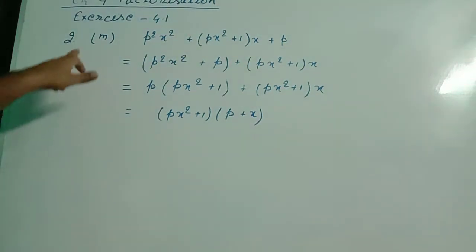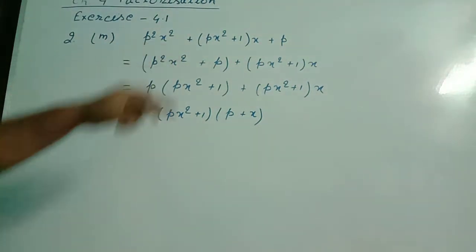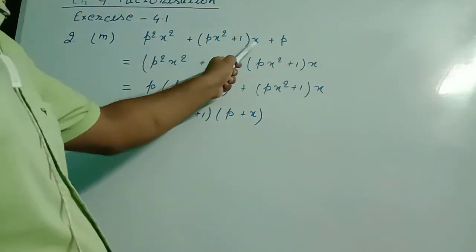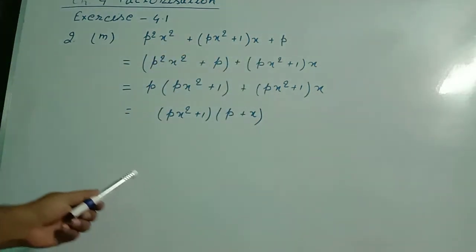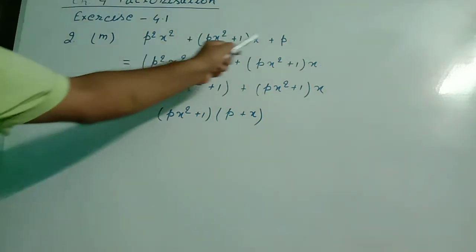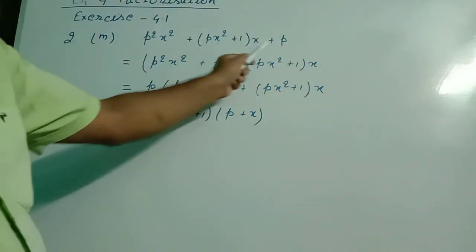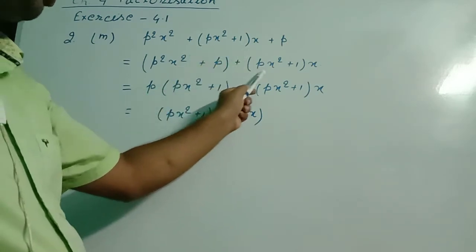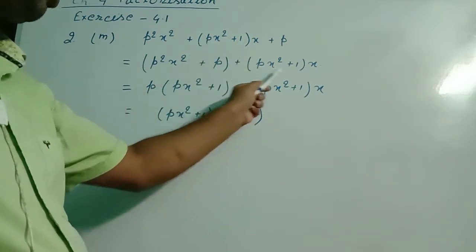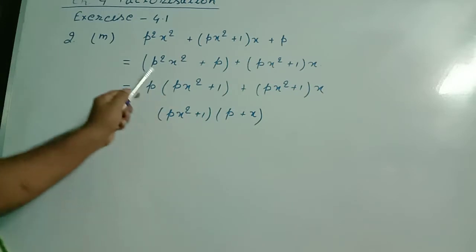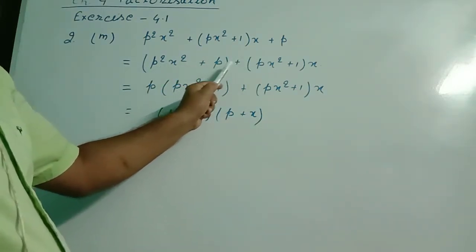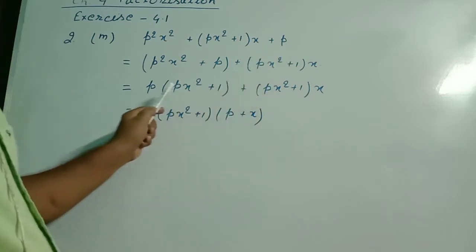In question 2m, the expression is p²x² + (px² + 1)x + p. I made the group of these two terms, p²x² + p, and I enclosed in bracket, and this term I wrote here: (px² + 1) into x. So what will we take common? That inside the bracket px² + 1 will be left.